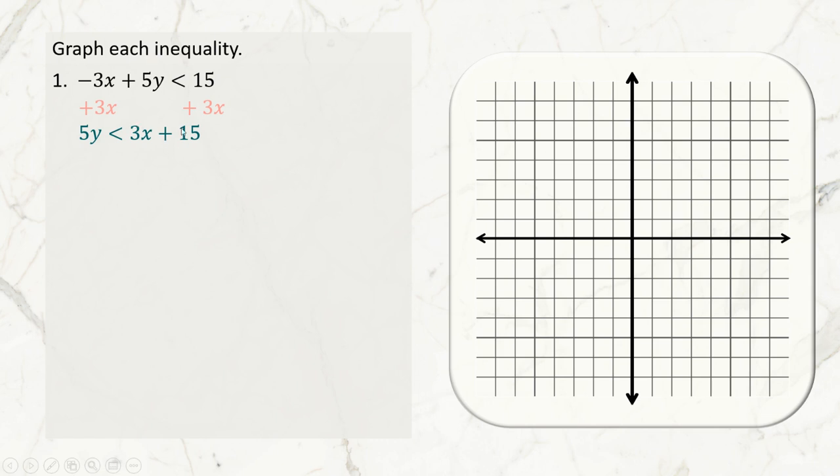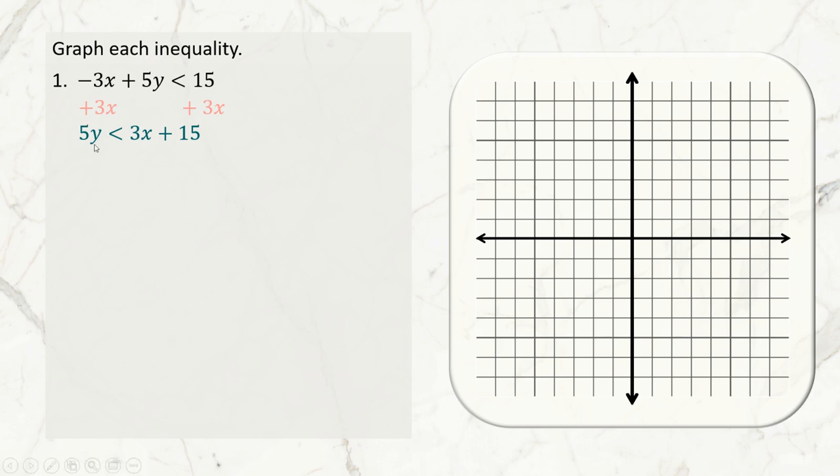Now, the reason the right side plays out this way, 3x plus 15, is because you can't combine these. These aren't like terms, okay? I'm seeing a lot of problems with this in class sometimes. You can't combine 3x and 15. 15 does not have an x, so you can't combine them, okay? So you get 5y is less than 3x plus 15.